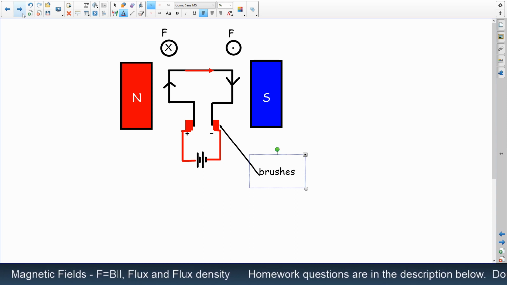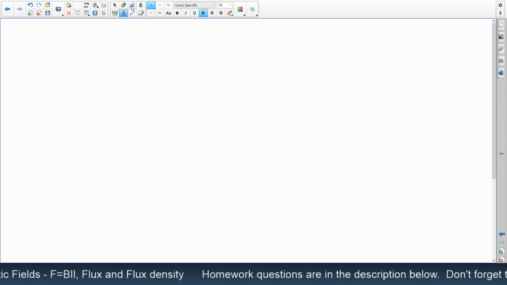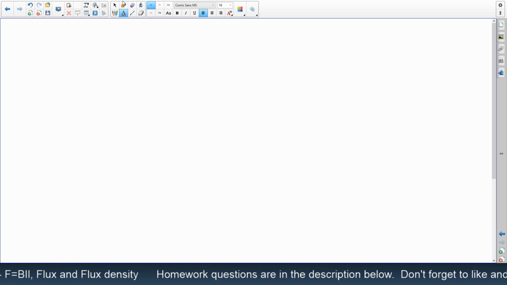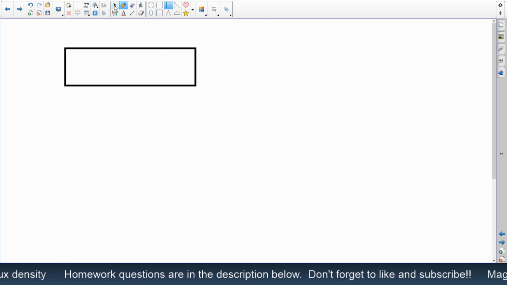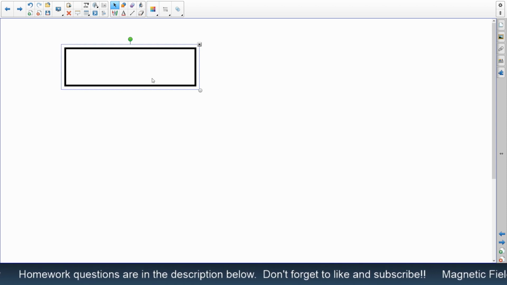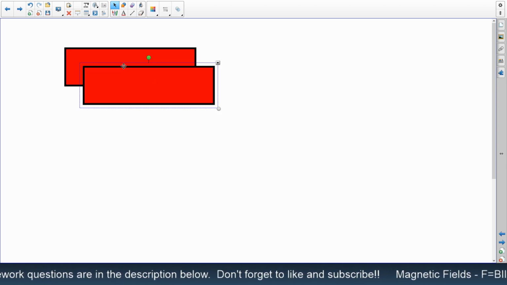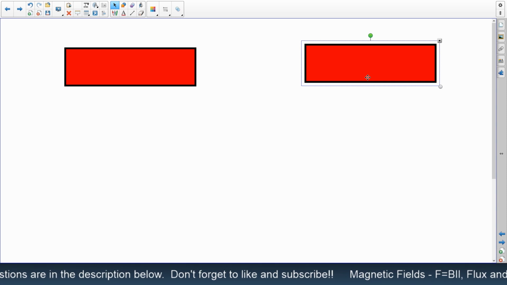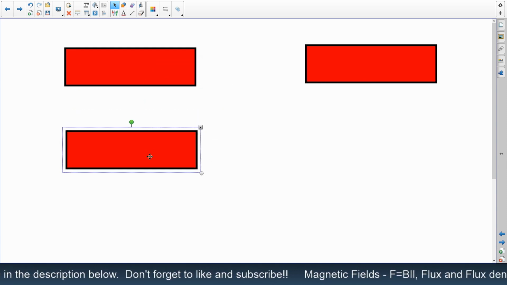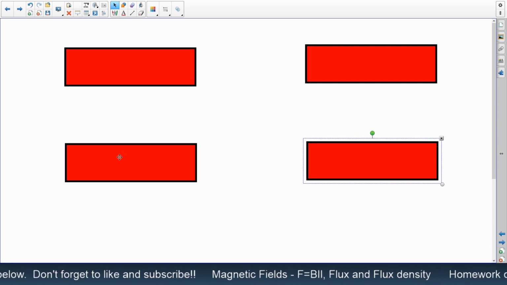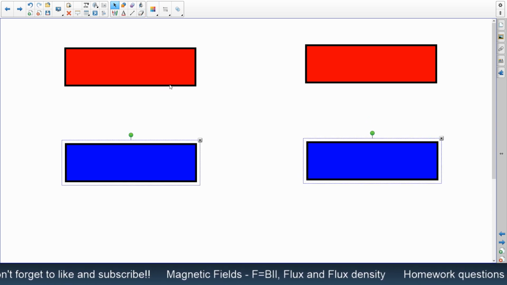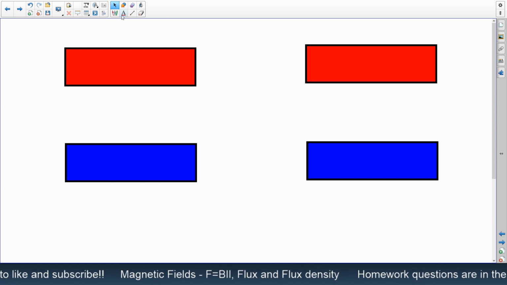Onwards we go then to the idea of flux and flux density. Okay, so let's get ourselves a couple of magnets. Let's get a magnetic north pole here. I'll fill that in red. And let's get ourselves another one over here for fun, for comparison purposes. And let's get a couple of south poles as well. So we'll copy those down and we'll change their color. Alright, so we've got these.